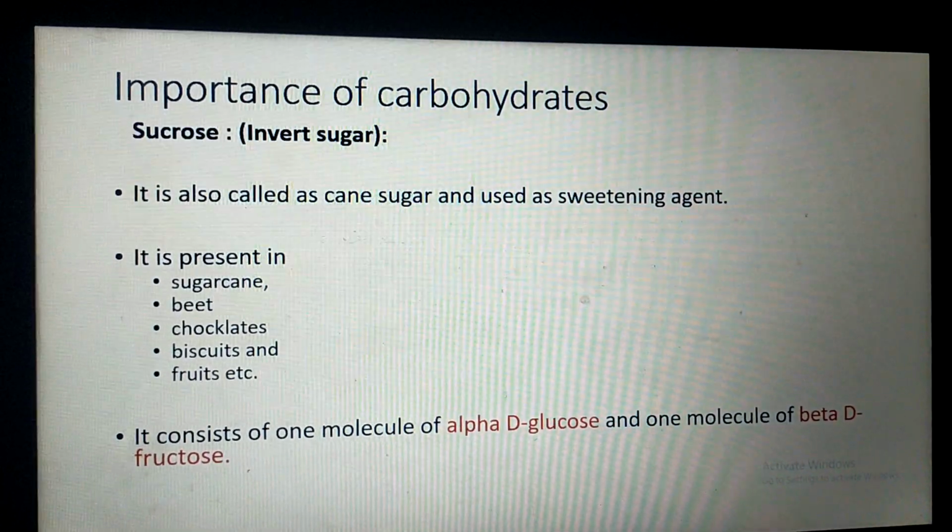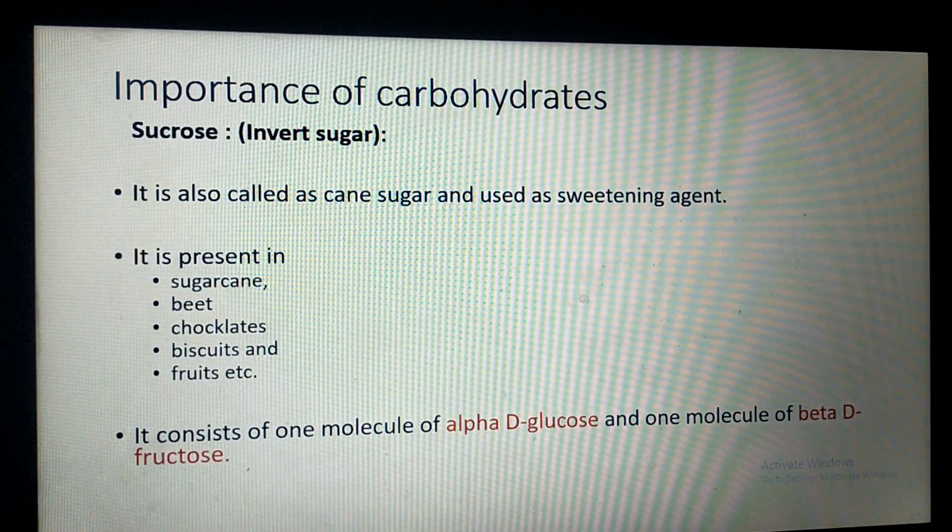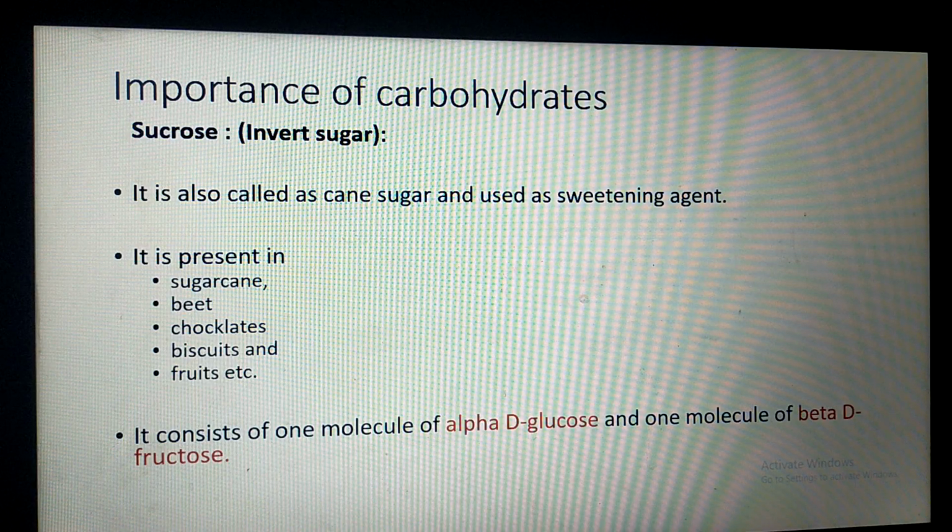Now we will see one by one carbohydrates. First is sucrose. It is also called as cane sugar. It is used as a sweetening agent. It is present in many compounds like sugar cane, beets, chocolates, biscuits, fruits, etc. It consists of one molecule of alpha D glucose and one molecule of beta D fructose.